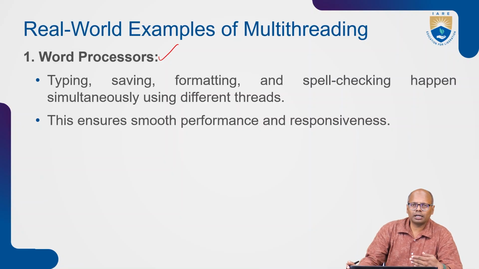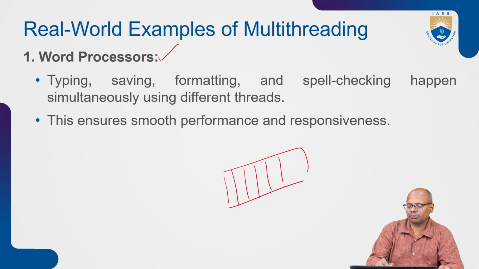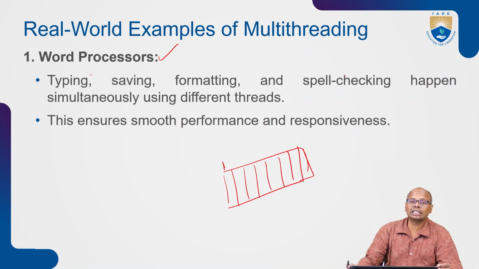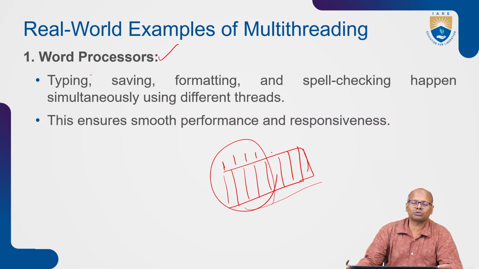So suppose, as I said, I have many threads in my processor. If I am using only one thread for doing this operation sequentially, then it is a waste of resources. All these threads are sitting idle. So instead of that, I can have these 4 tasks run on 4 different threads, so that better usage of resources can happen.